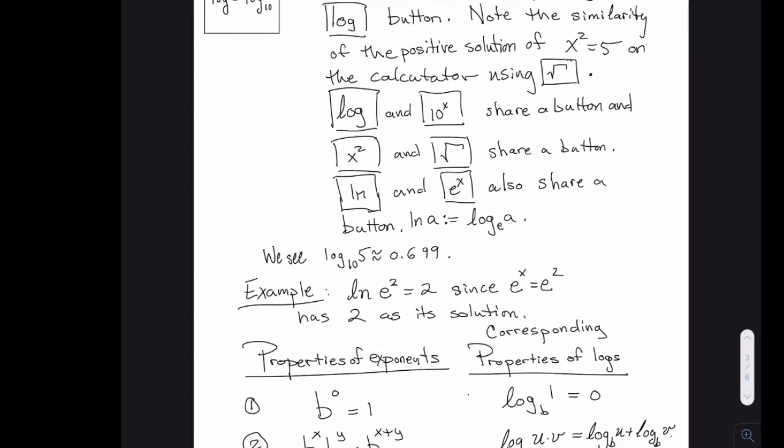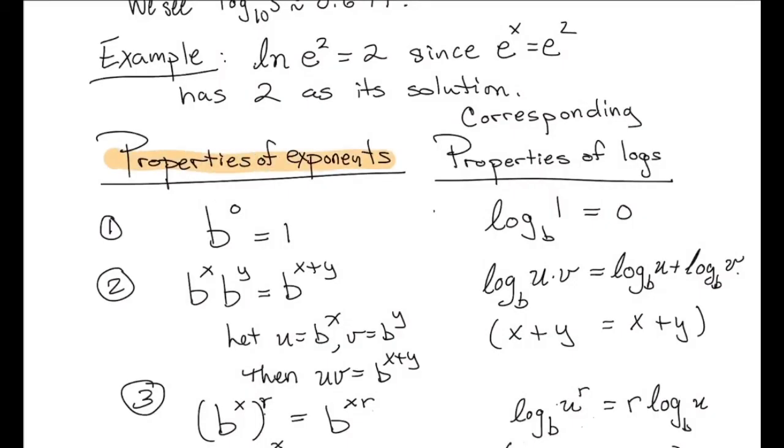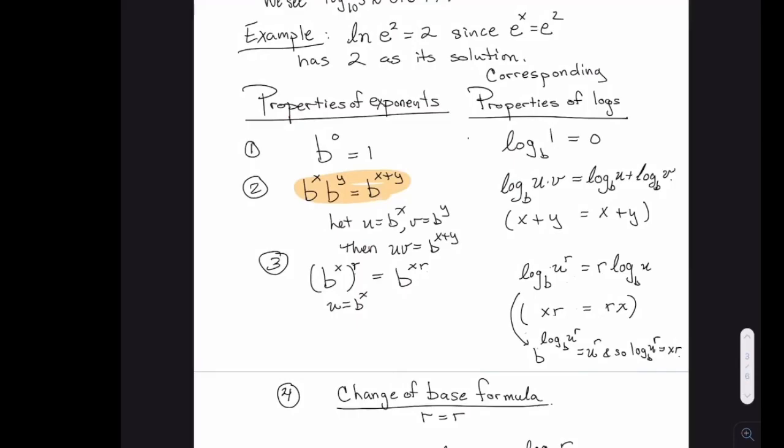So for now, I want to just give properties of exponents and of logs. We already know the properties of exponents, but there are corresponding properties of logs. So b to the 0 is 1. If we write this 0 as a solution to b to the x equals 1, what we're saying here is log base b of 1 is 0. Here is the property of exponents, and the corresponding property of logs is this one.